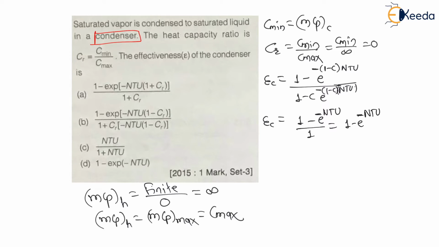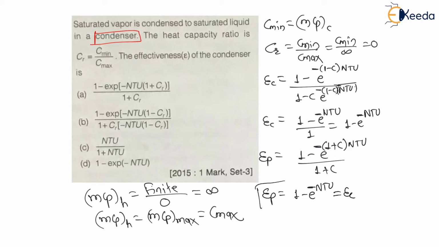Again, for a parallel flow heat exchanger, we have derived the formula of effectiveness, which is nothing but 1 minus e to the power minus (1 plus c) into NTU divided by 1 plus c. This is the formula to find the effectiveness of parallel flow. Now let us put c equal to 0, because here one of the fluids is undergoing phase change. Therefore, the effectiveness of parallel flow will become equal to 1 minus e to the power minus NTU, which is equal to the effectiveness of the counter flow heat exchanger.